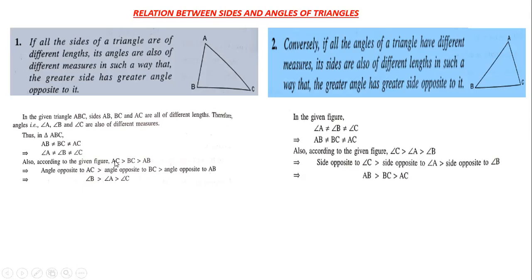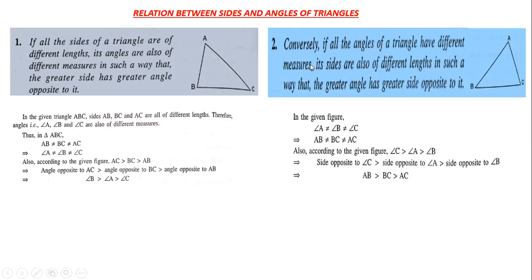So, according to the given figure, if AC is greater than BC is greater than AB, then the angle opposite to AC must be greater than the angle opposite to BC, which is greater than the angle opposite to AB. So B is greater than A is greater than C. That means you have to learn these relationships because we are going to use these things in our exercise: the angle opposite to the greatest side is always greatest. You have to learn this.